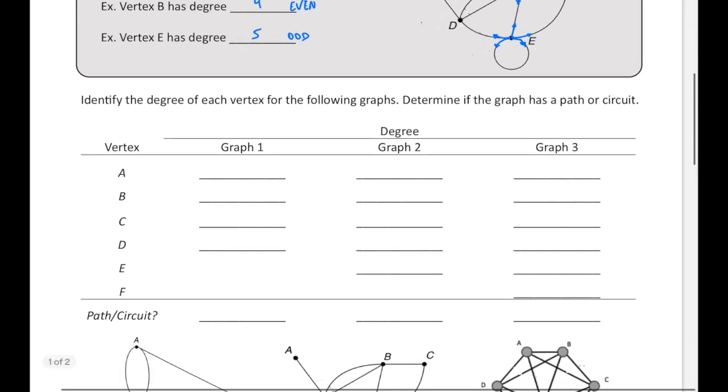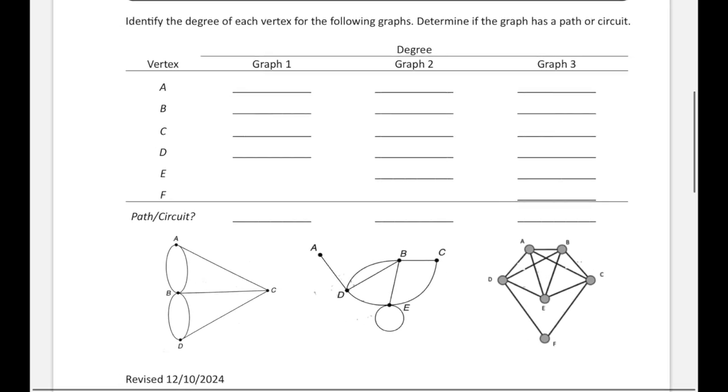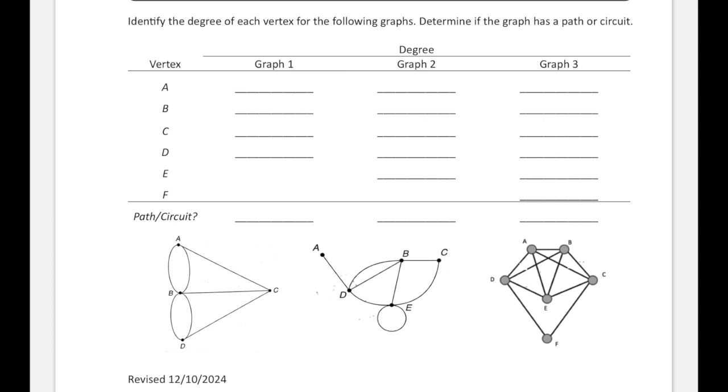So let's take a look at 3 different examples. First, what are the degrees of each vertex, and does that graph have a path or a circuit? Graph number 1, we've got 4 vertices. A has degree 3. Vertex B has degree 5. Vertex C has degree 3. And vertex D also has degree 3.